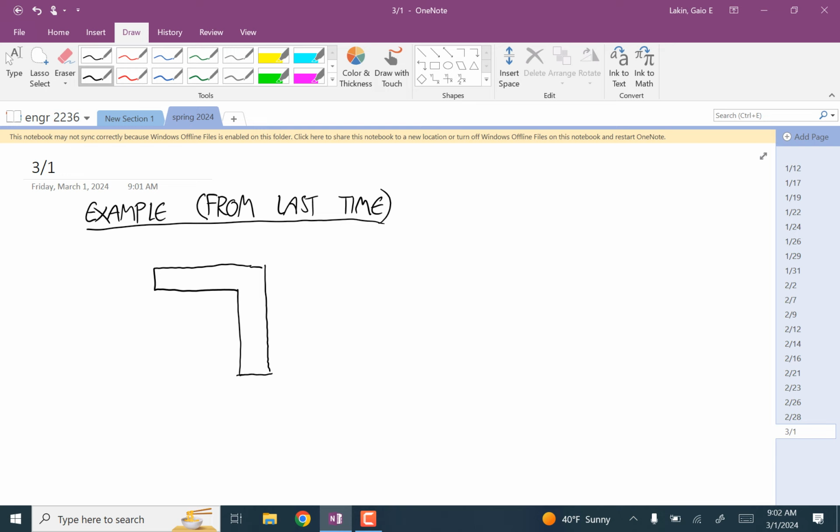And the thicknesses, so it was 5 centimeters thickness everywhere. And this was 0.2 meters, 20 centimeters. This was 0.25 meters.